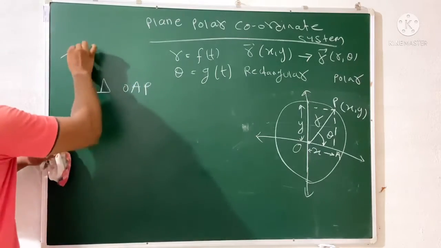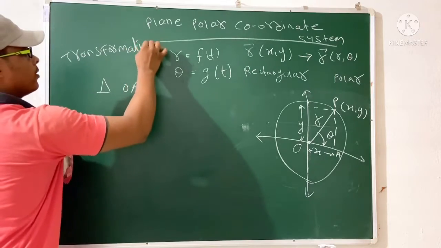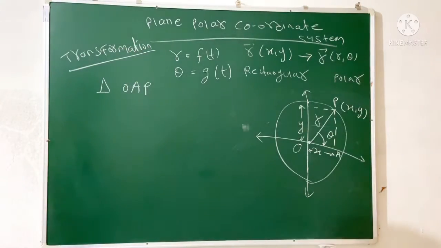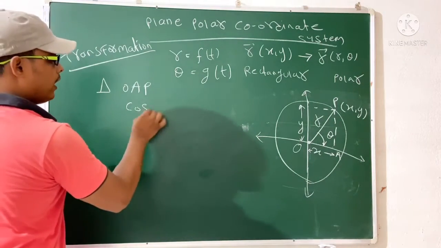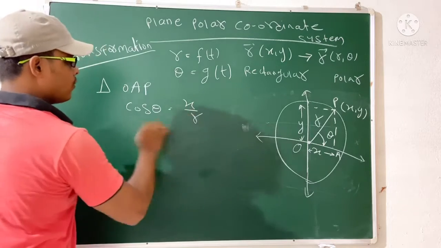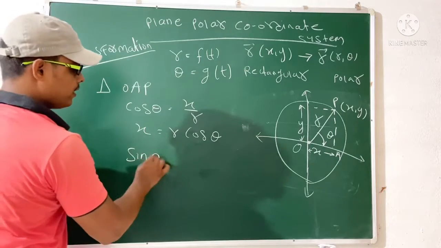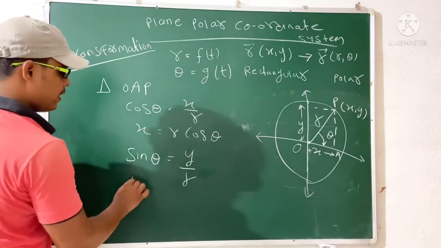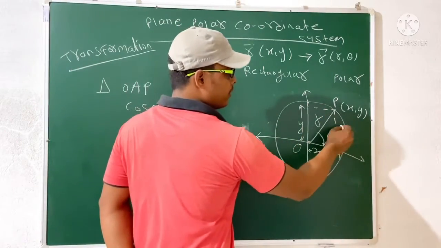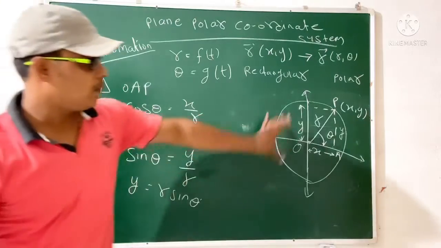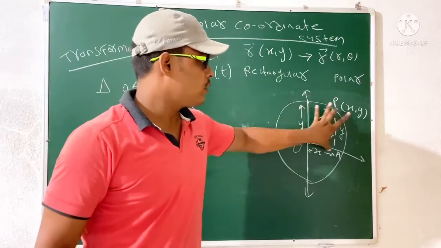So this is the transformation. Then how will we transfer? Remember here in the triangle OAP, your cos theta is nothing but x by r, right? So x is nothing but r cos theta. Then what is sin theta? Sin theta is nothing but y by r. So y is nothing but r sin theta. Remember, this y means this y also, because this is the same. This is a rectangle. So this is y, this is y.